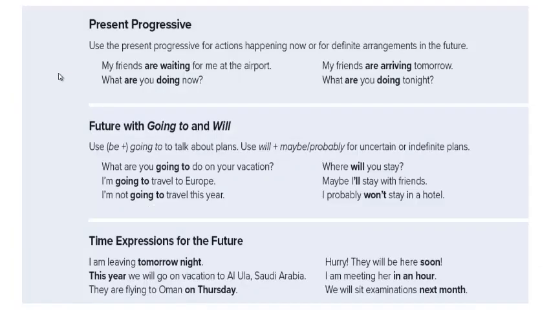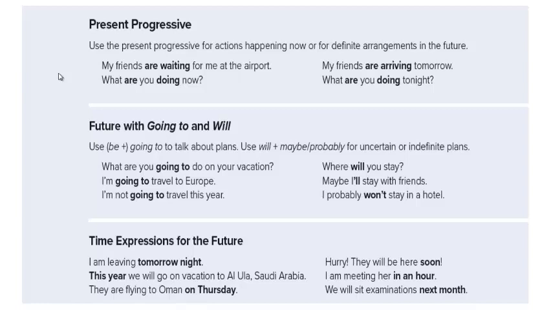Another piece of grammar we need to consider now is the present progressive. Use the present progressive for actions happening now or for definite arrangements in the future. So we either use the present progressive to talk about actions at this very moment, or temporary actions, or future arrangements. My friends are waiting for me at the airport. Now, that means: what are you doing now? My friends are arriving tomorrow. What are you doing tonight?